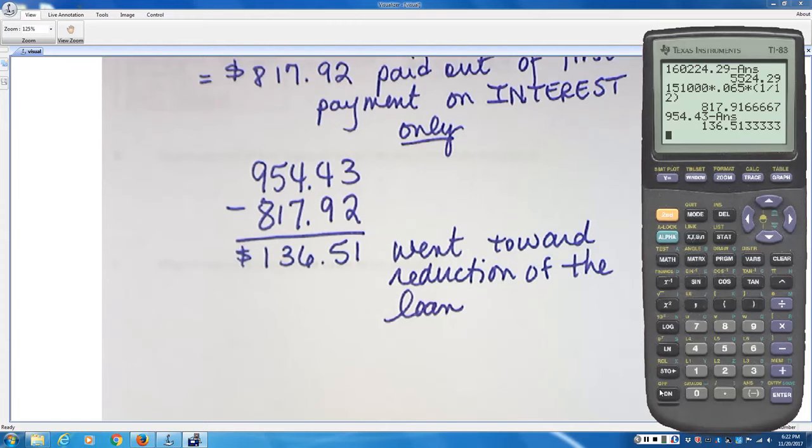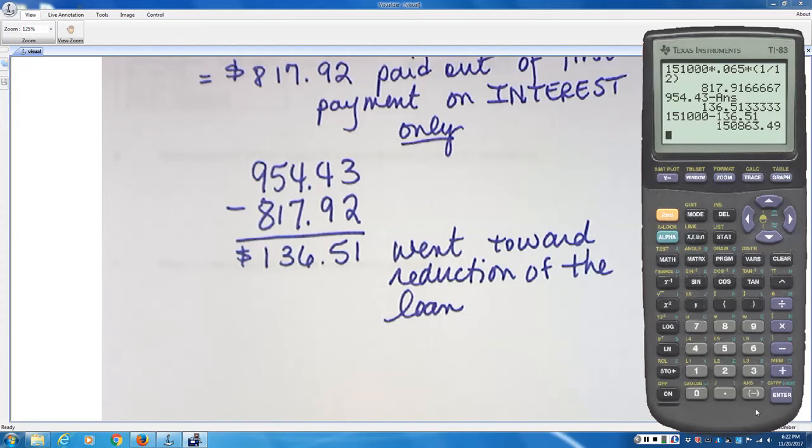And that means at the end of your making that payment, the actual balance on your house at that point is still $150,863.49. So your loan balance didn't drop very much.